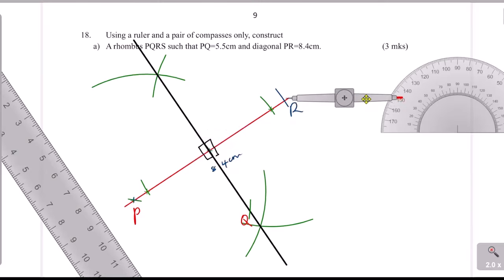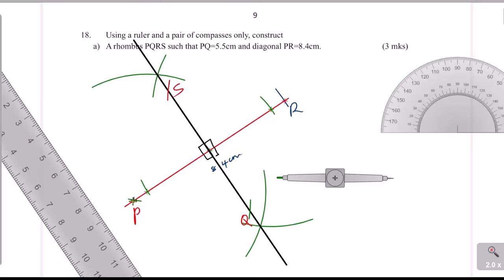And then on the other side, R, remember, S must be again 5.5. So standing at that point, let me check. Yeah, that is okay. That again is a measurement of 5.5. So I mark an arc there. That is where we shall have S. So S will be this point. Then from there, you just need to join to complete the rhombus.